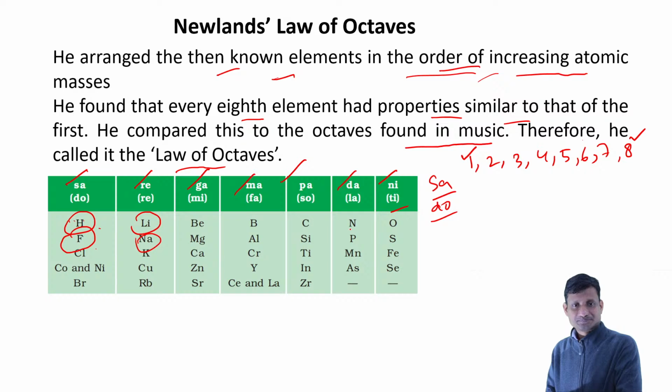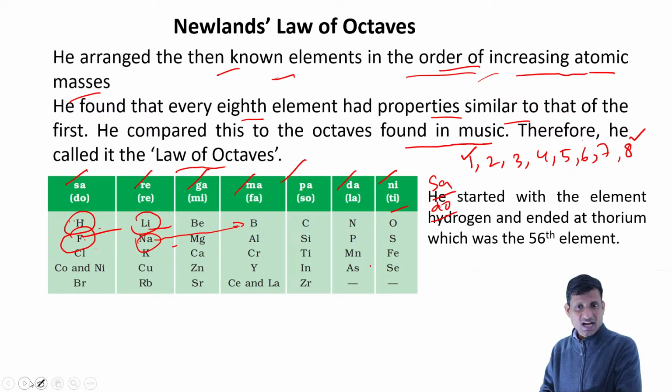So basically with the octave rule, he could arrange the elements. At the same time, he introduced another term, the atomic mass. So with increasing order of atomic mass, if we think about hydrogen, lithium, beryllium, the atomic mass will increase. Okay, so this is what he started.